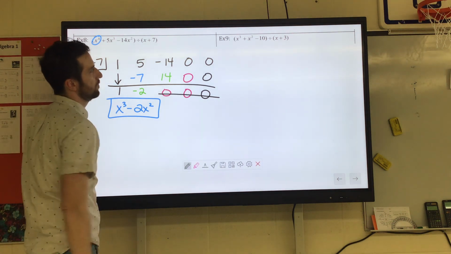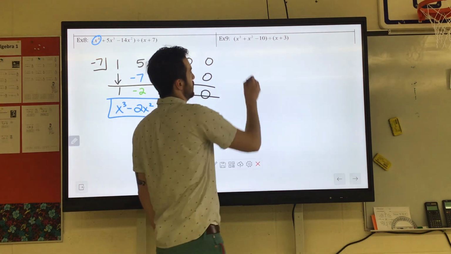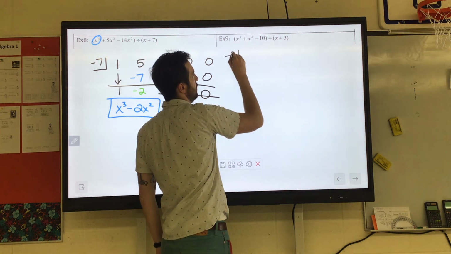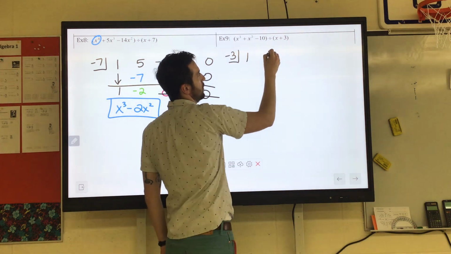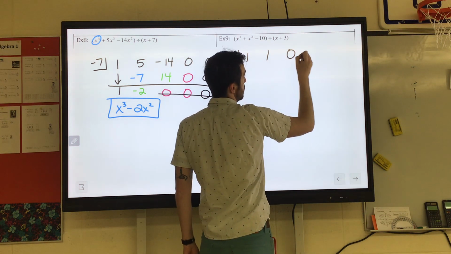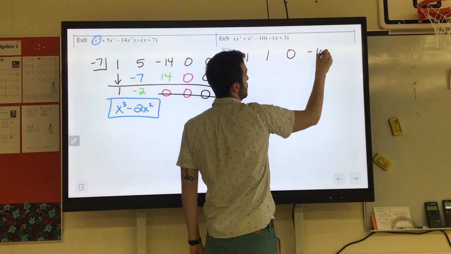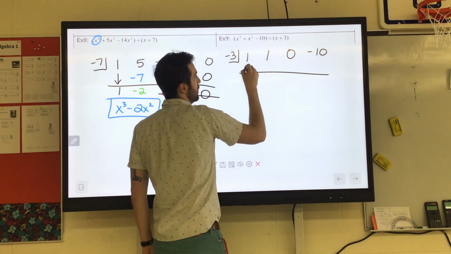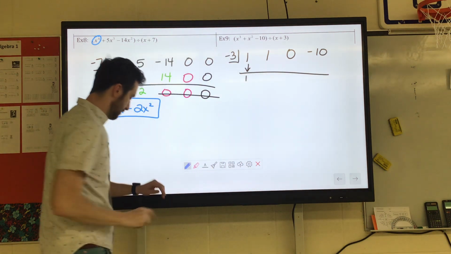Last one. We're dividing by x plus 3, so in the box I'm putting negative 3. 1x to the third, 1x to the second. No regular x's, so put a placeholder, and then you've got your minus 10. Bring your first digit down.